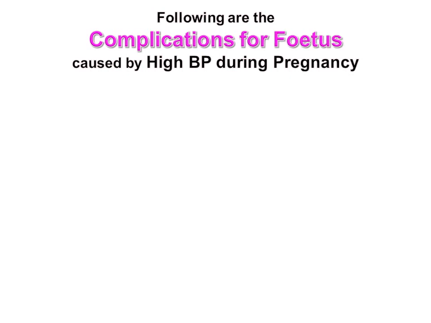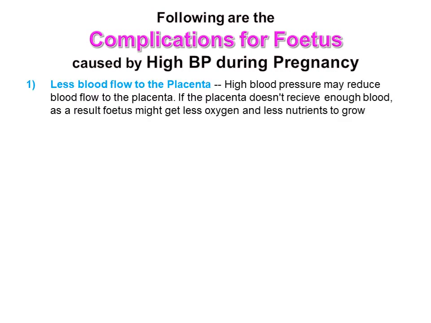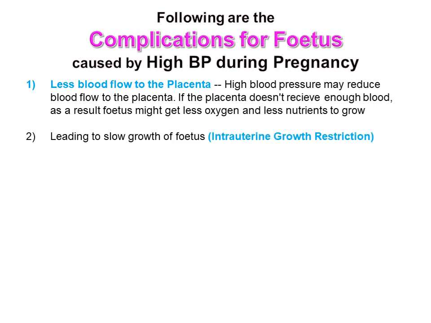Following are the complications for the fetus caused by high blood pressure during pregnancy. High blood pressure may reduce the blood flow to the placenta. If the placenta doesn't receive enough blood, as a result, fetus might get less oxygen and less nutrients to grow, leading to slow growth of the fetus. This is called as intrauterine growth restriction.